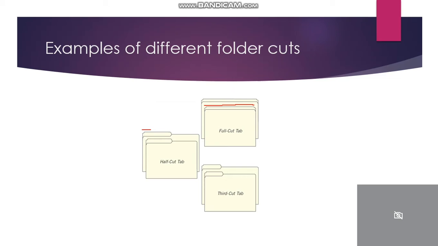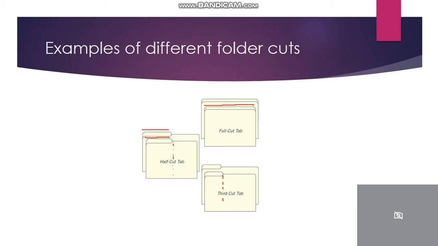Now, if you look at the half cut tab, you'll see that the line stops halfway across the folder instead, and that's what we call a half cut tab. So the half cut tab stops directly in the middle of the folder, and again it's elevated at the back here, and it's only a half cut. With the full cut tab it was the full length of the folder, but with the half cut tab it's a half cut, and with the third cut tab it's the same idea.